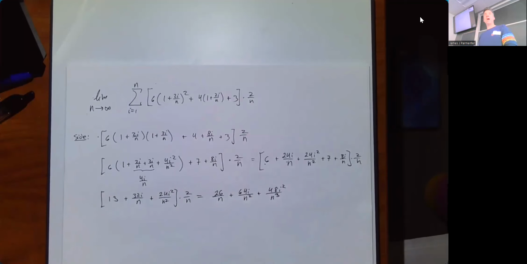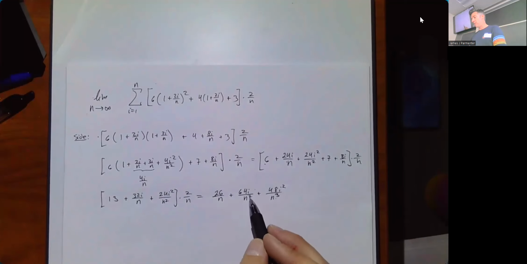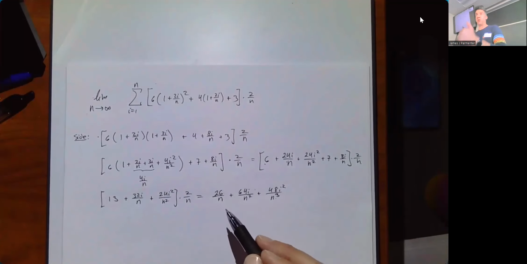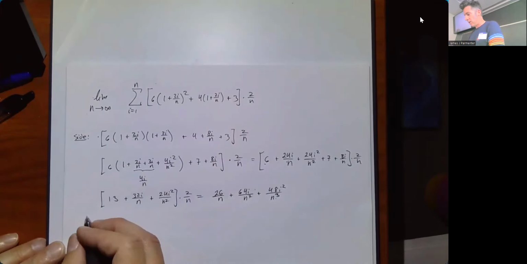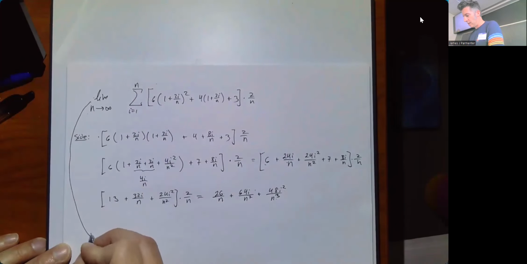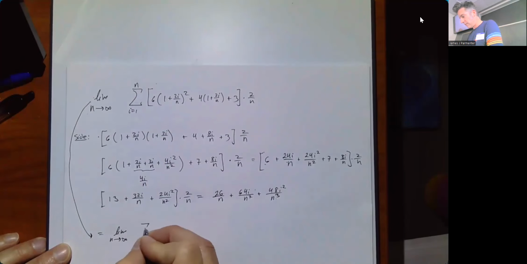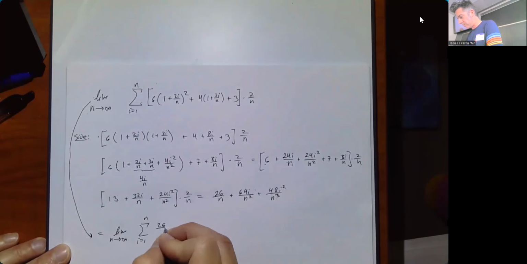I do a quick check. Each of these has a one higher power of n in the denominator than the power of i in the numerator. That is always what I'm looking for: i squared over n cubed, i to the first over n squared, i to the 0th over n to the first. I'm good to go. That is always what I want to see happen. So now we go back and say, okay, this is now going to equal the limit as n goes to infinity of the sum from i equals 1 to n of this much less terrible looking thing.